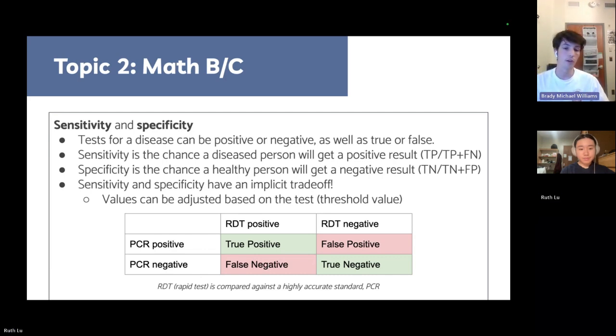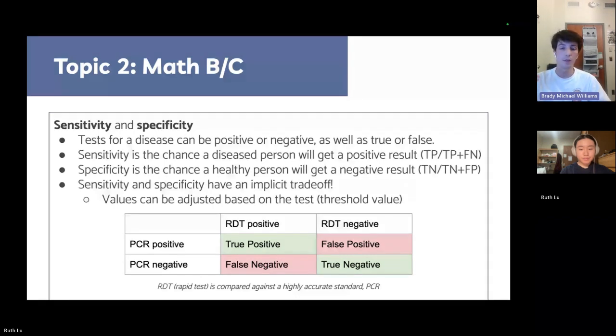And one thing to remember is that these 2 values do have some sort of implicit trade-off, right? So this can be adjusted based on whatever test's threshold value. So if you have a high threshold value, so let's say you're measuring some amount of viral particles, and you have that level of viral particles necessary for a positive result very high. That means a lot of people are going to be receiving a negative result, which means you're going to be getting a lot of true negatives. So your specificity is going to be very high.